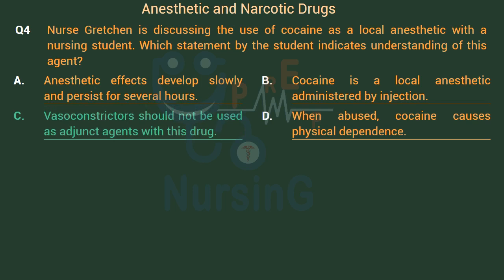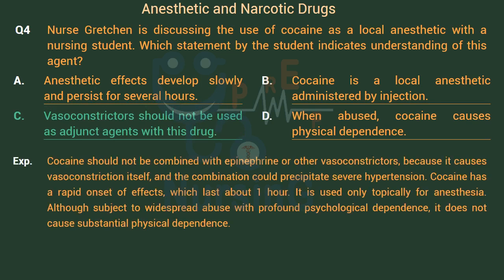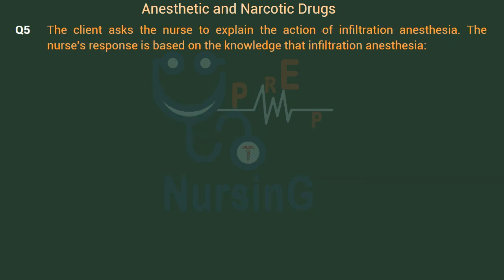Vasoconstrictors should not be used as adjunct agents with this drug. Cocaine should not be combined with epinephrine or other vasoconstrictors, because it causes vasoconstriction itself, and the combination could precipitate severe hypertension. Cocaine has a rapid onset of effects, which last about 1 hour. It is used only topically for anesthesia. Although subject to widespread abuse with profound psychological dependence, it does not cause substantial physical dependence.